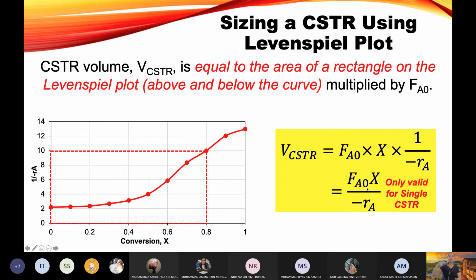That's why sometimes they use the Levenspiel plot, because you can imagine it more easily. It means if I want to find the volume of the reactor, I just multiply 0.8 with 1 over minus RA, say 10. So 10 multiplied by 0.8 multiplied by FA0. Don't forget, because in the equation there is FA0. Let's say FA0 is 10 mole per second, and you have got the volume. So that's why we use the Levenspiel plot for the CSTR, because it's easier to imagine the volume through the area under the curve.